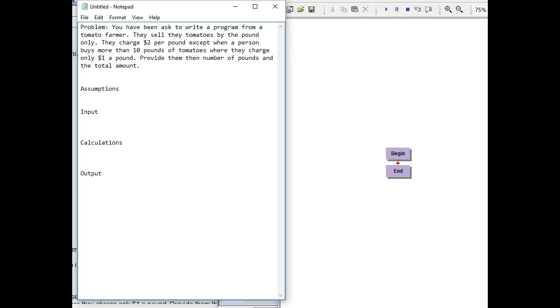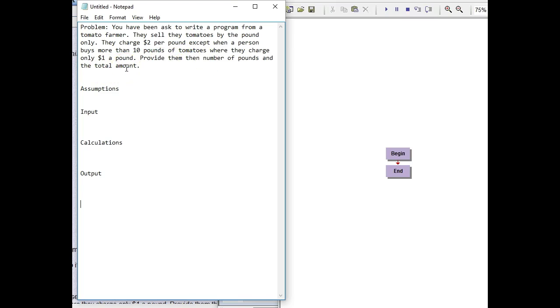This would be our first demonstration of doing a problem statement with a decision in it. So let's take a look at what we have. You have to write a program for Tomato Farmer. They sell tomatoes by the pound only. They charge $2, except when a person buys more than 10 pounds. And then they charge $1 a pound. So they're going to be charged two different rates. Provide them with the number of pounds and the total amount.